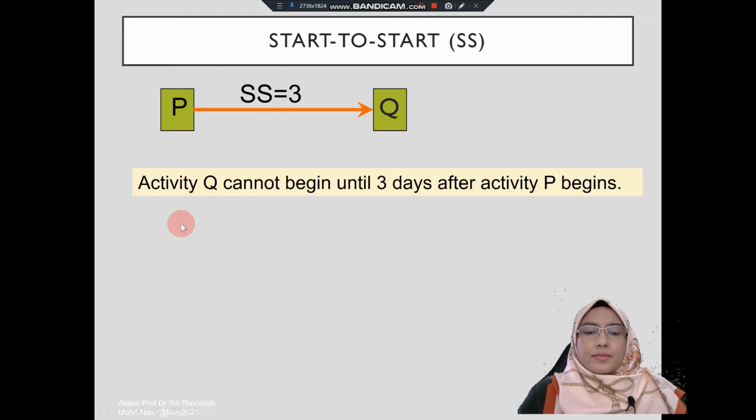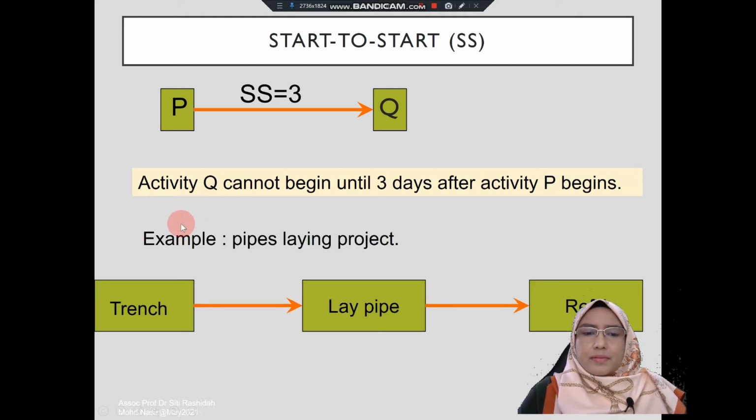Okay, so let's look at the next example. For example, laying of pipes. You need to do the trench and you need to lay the pipe and you need to refill the trench. So in this case, between trench and lay pipe, the start to start relationship is 3 days. It means that once the trench activity starts, you need 3 days delay, then only the lay pipe can start.